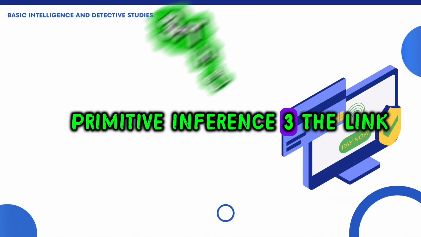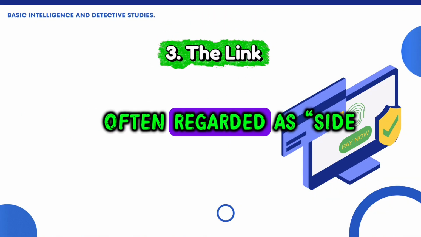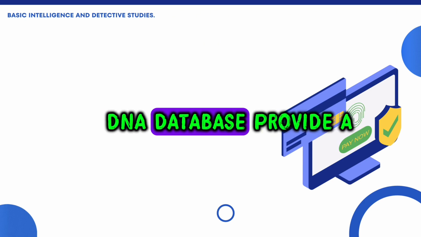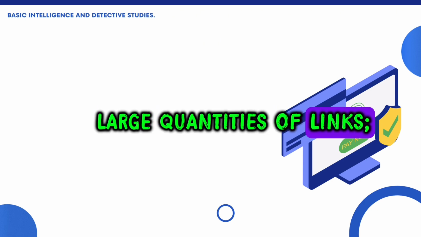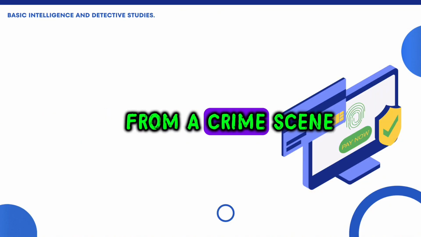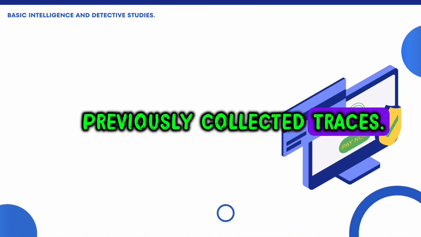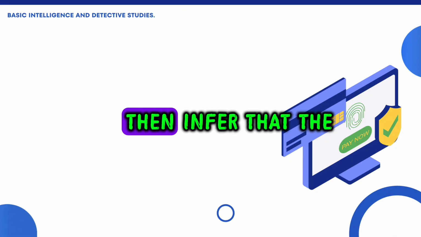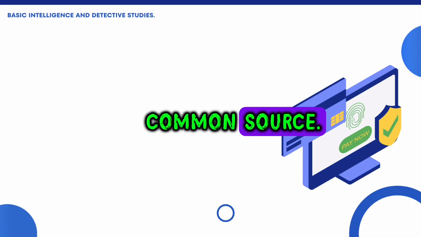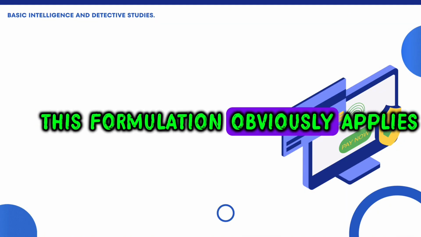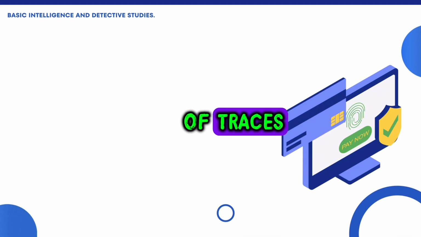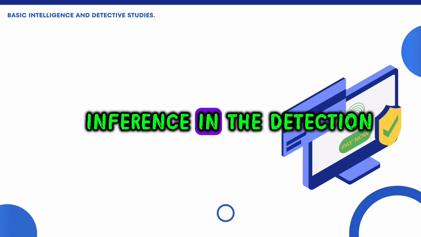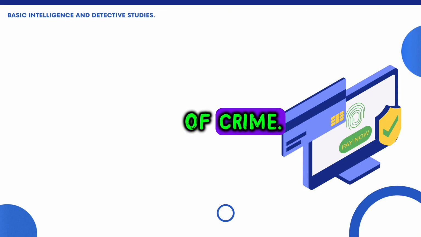Primitive inference 3, the link. Often regarded as side effects that are not really anticipated, DNA databases provide a large quantity of links. Compare a trace collected from a crime scene with a collection of previously collected traces. If a similar (close) analog record is found, then infer that the traces are from a common source. This formulation obviously applies to a wide variety of traces transferred from physical objects or persons and represents the basic inference in the detection of a linked series of crimes.